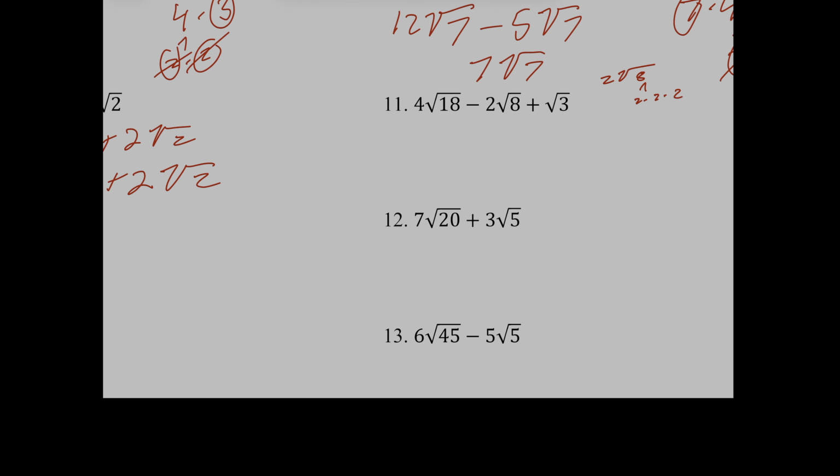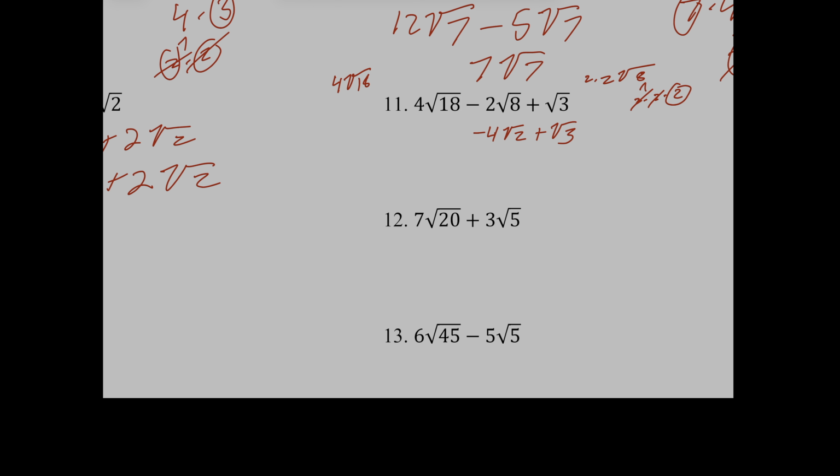That's 2 times 2 times 2, right? There's a pair of 2's. Let's pull him out, and that's what's left over. So this is going to become a 4 root 2. That is just that. And I know 18, I can do something with that, so I'm going to go over here.